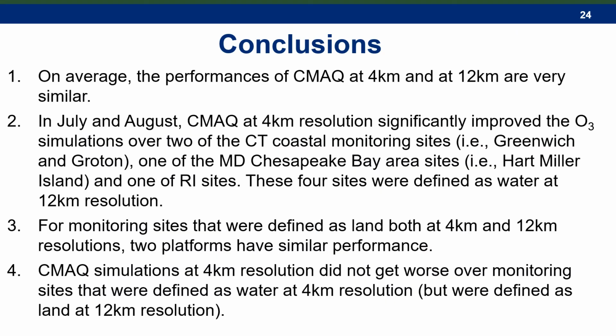Conclusions. 1. On average, the performance of CMAQ at 4 km and at 12 km are very similar. 2. In July and August, CMAQ at 4 km resolution significantly improved the ozone simulations over 2 of the Connecticut coastal monitoring sites, 1 of the Maryland Chesapeake Bay area sites, and 1 of the Rhode Island sites. Those 4 sites were defined as water at 12 km resolution.